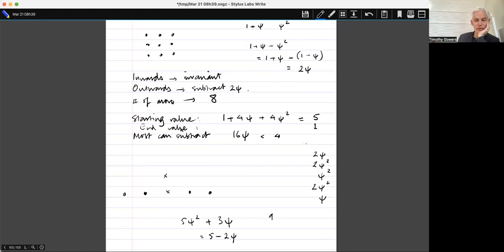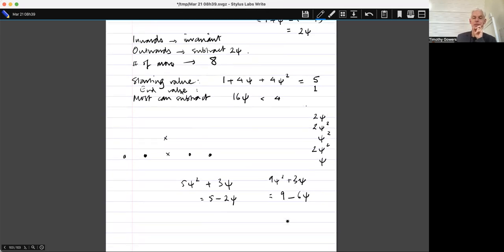So what do I get for 9 psi squared plus 3 psi? That equals, so 9 psi squared plus 9 psi would be 9. So that's 9 minus 6 psi versus 5. So what I would very much like is for 9 minus 6 psi to be less than 5. So I want 4 to be less than 6 psi.